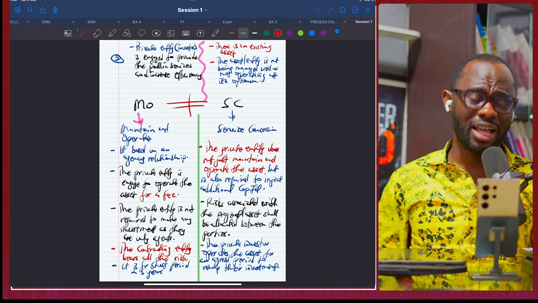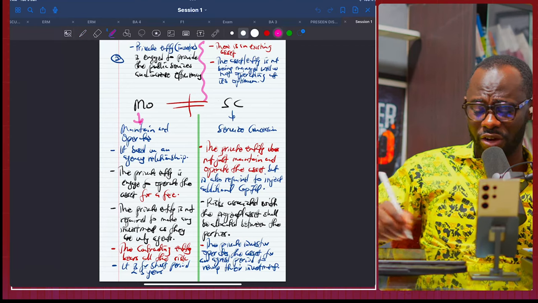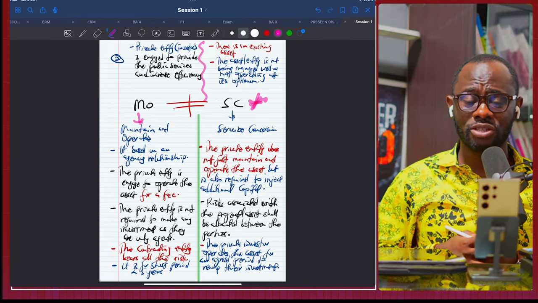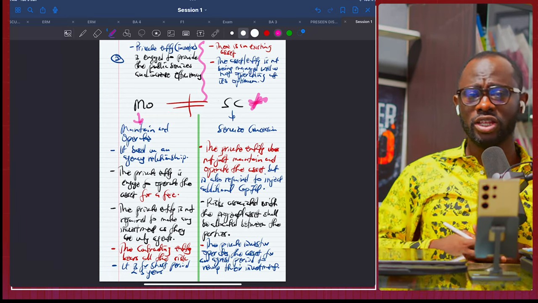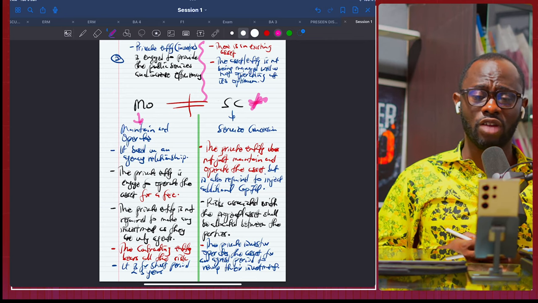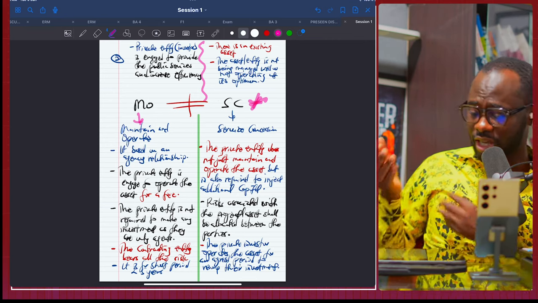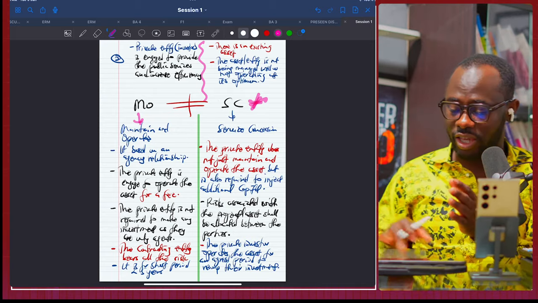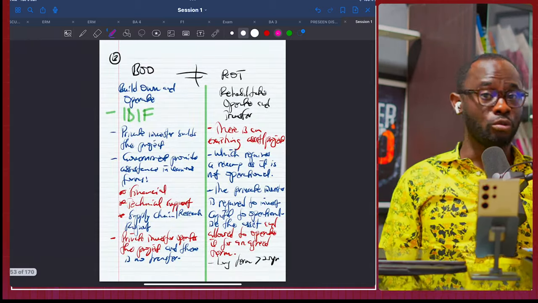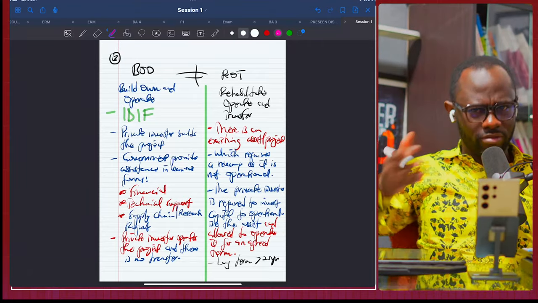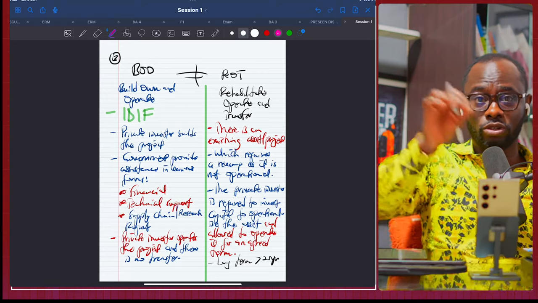And the examiner has brought questions over and over again on service concession, because in accordance with IPSAS 32, there are some recognitions and conditions that must be met for the contracting entity to recognize the assets and liabilities in respect of service concession. So these are also the two things here. Then we come to BOO, I mean, build, own, and operate.